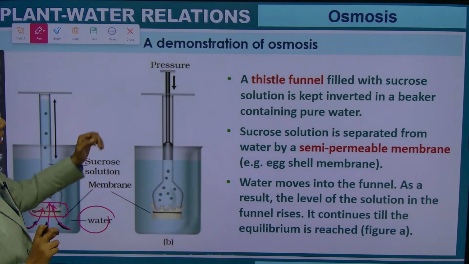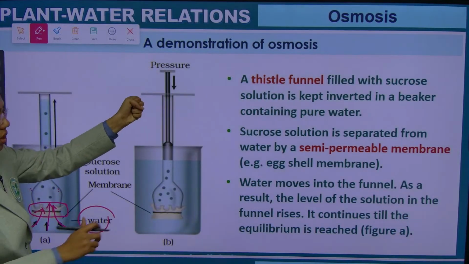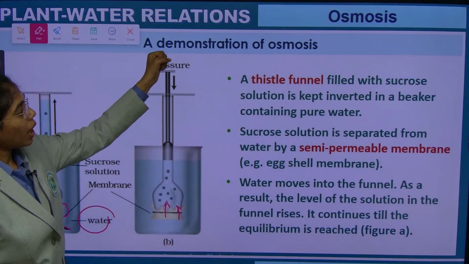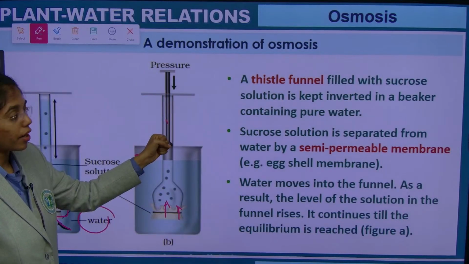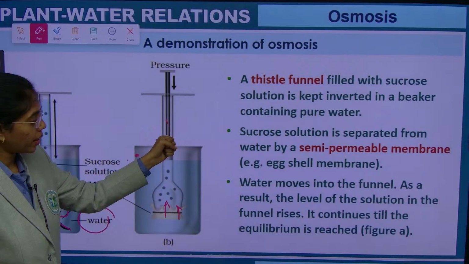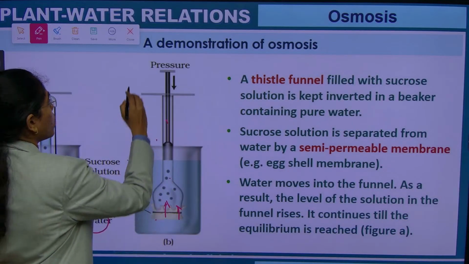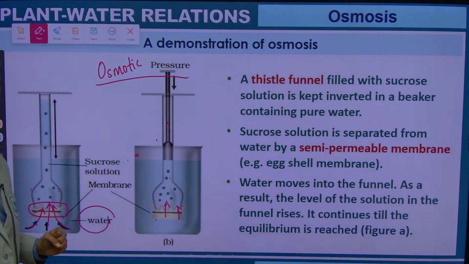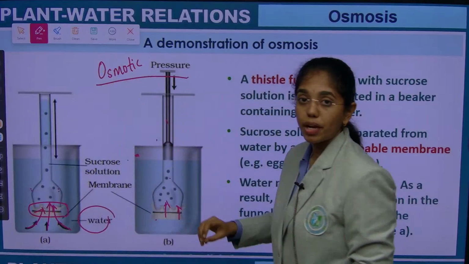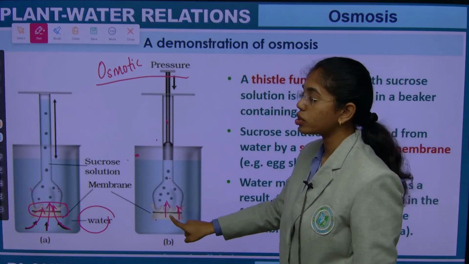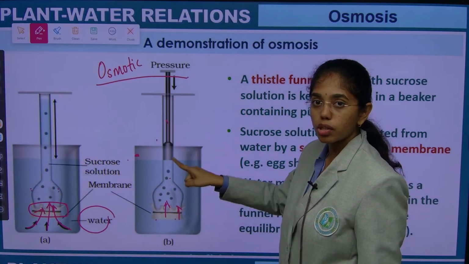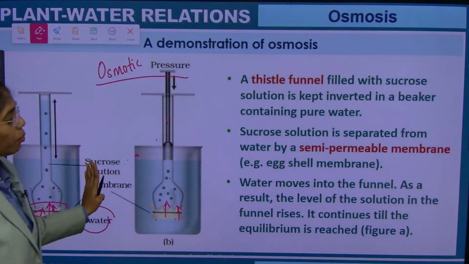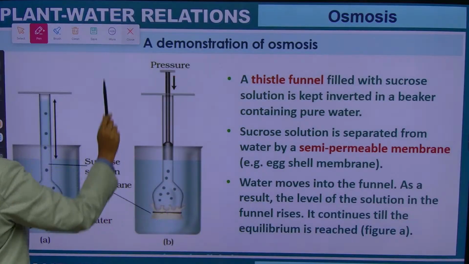Fine, right? Pressure can be exerted so that water does not move from the beaker to the thistle funnel. The amount of pressure exerted here to reduce the flow of water from the beaker to the funnel is addressed as osmotic pressure. In simple terms, the pressure required to stop or reduce the process of osmosis is osmotic pressure. So this will demonstrate osmosis and osmotic pressure.